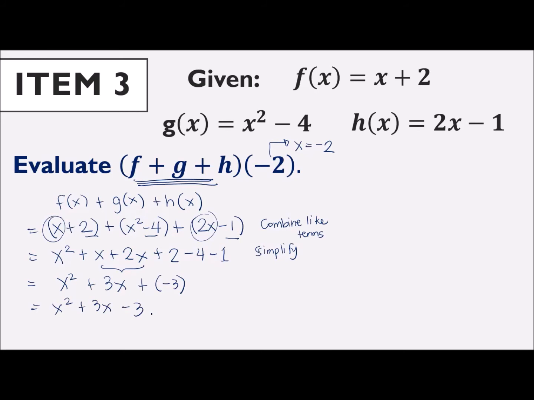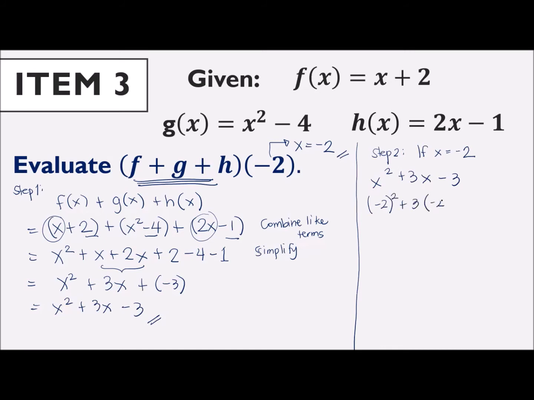But we're not yet done kasi meron pa tayong x is equal to negative 2. So, kumbaga, this is our step 1 and our final step or step 2, which is if x is equal to negative 2. So, kopyahin natin to. So, x squared plus 3x minus 3. So, si x, papalitan natin ng negative 2. Okay? And then, simplify. Negative 2 squared.